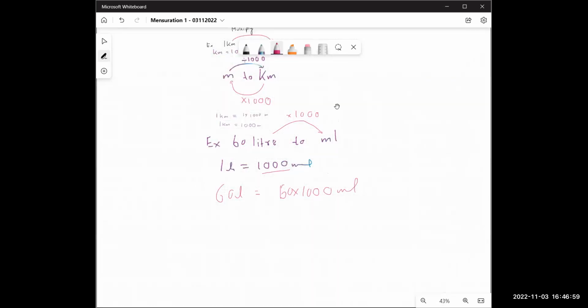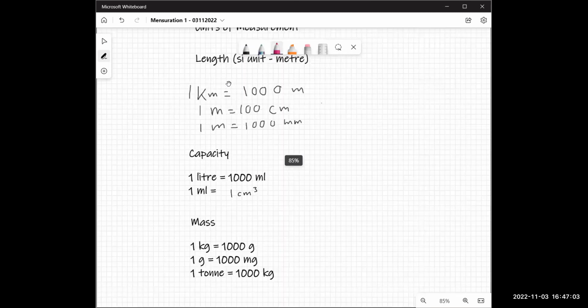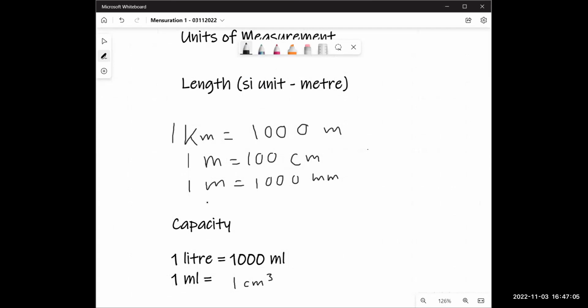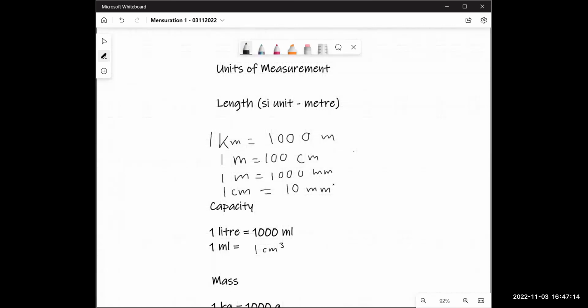So now go back over here and I add a few more things. In length, add one more, which is 1 cm is equal to 10 mm. Write that. Finished?